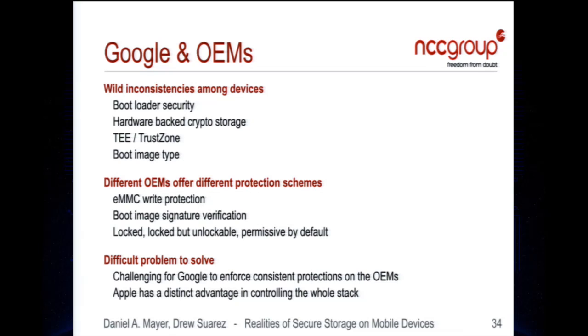And then we have permissive by default, where the OEMs just didn't care to fix this or enforce any sort of security. But unfortunately, this is a very difficult problem to solve for Google. It's challenging for Google to mandate certain protections on their OEM partners. And as Daniel mentioned, Apple has a very distinct advantage here in that they control the entire stack. So from top to bottom, they've designed it so that it's secure by default. On Android, it really depends on the model. And even the same model sold on different carriers in different markets may have different protections. So it's a very nuanced problem here.